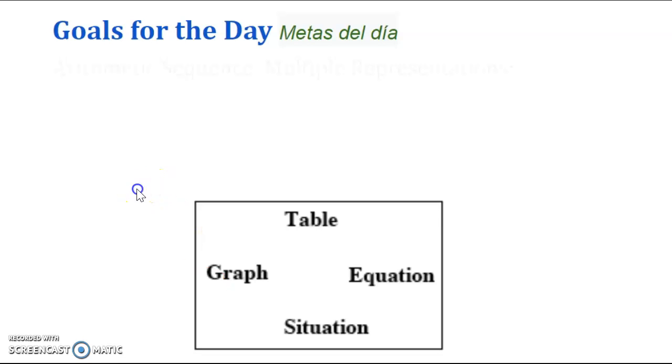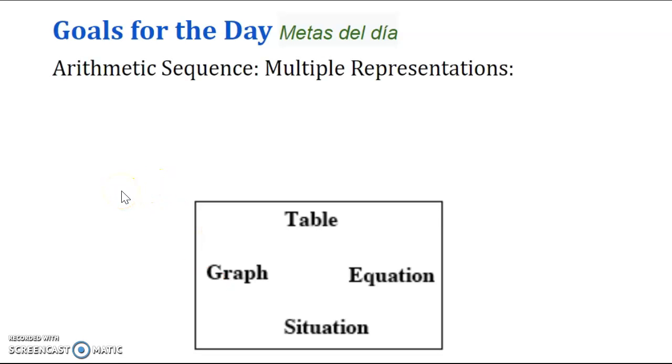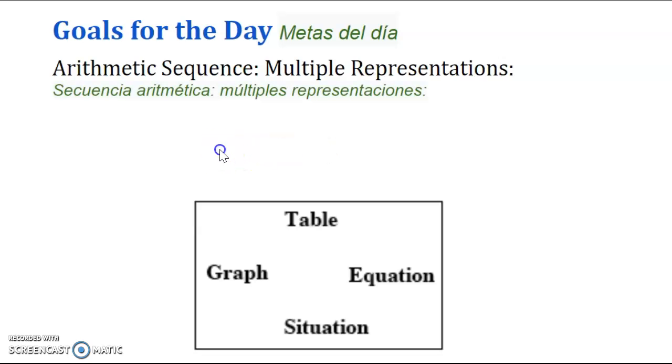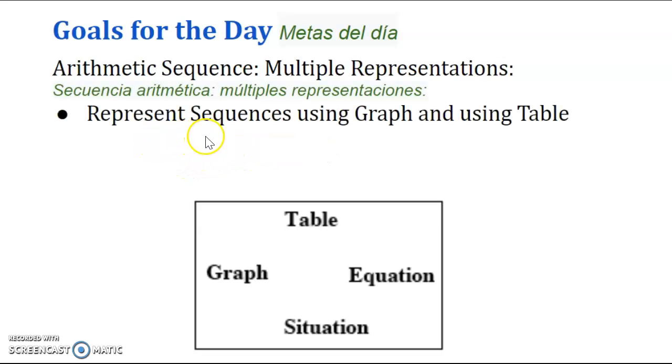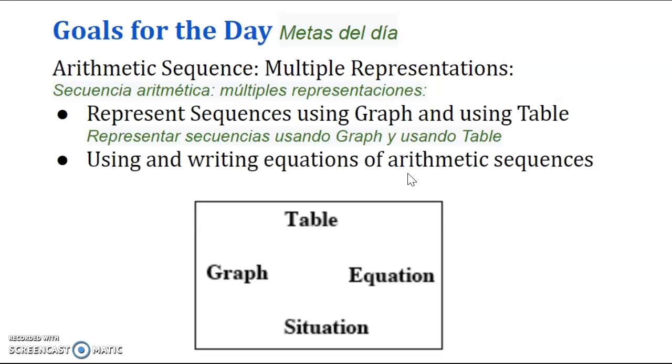What are we doing today? We are going to be talking about arithmetic sequence. Remember, that's the sequence where the pattern or the rule is you're just adding a certain number. It can be a positive or negative number, but you are adding the same number. And for arithmetic sequence, we're going to look at multiple representations of it. You can represent sequences using graphs and using tables and by writing equations of arithmetic sequences.